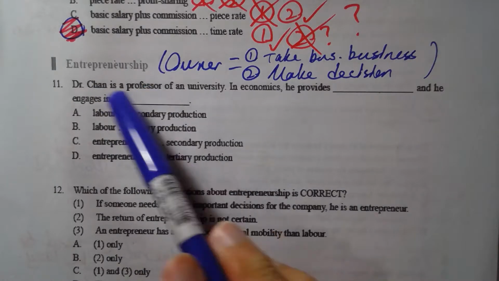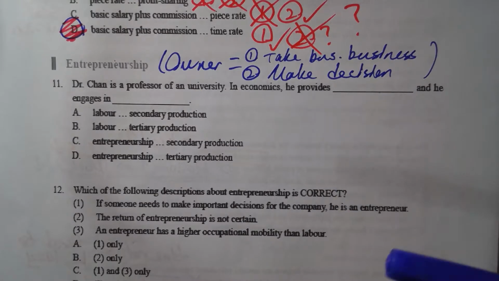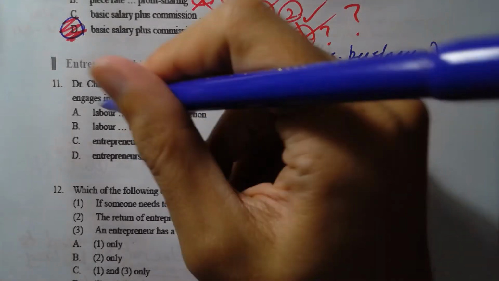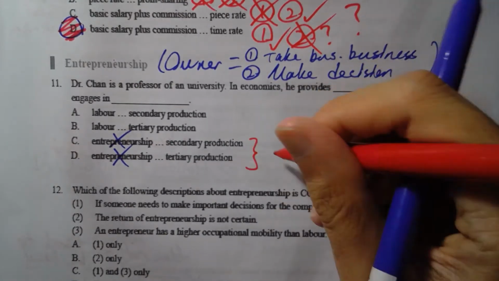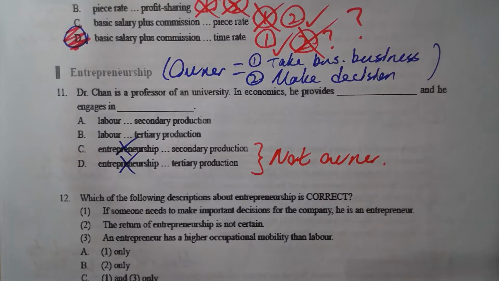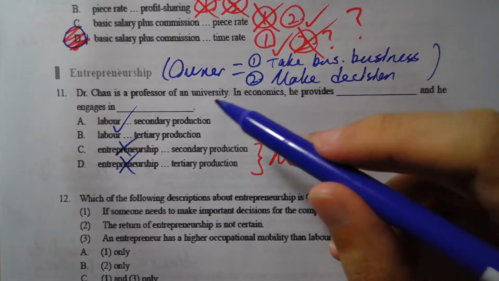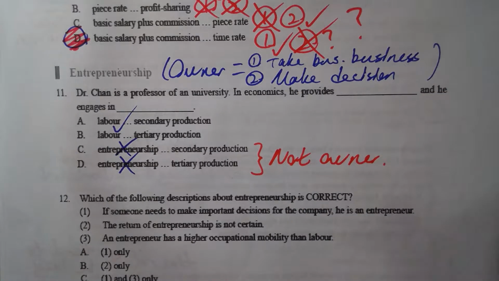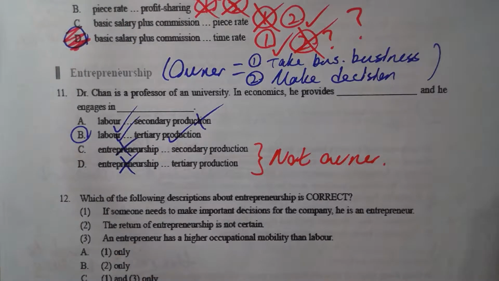Now here, Dr. Chen, not Leo Chen, Dr. Chen is a professor of a university in economics. Now, professor, but not the 校董, okay? Not the owner. So he provides labor, not entrepreneurship. Reason is simple. He is not the owner. 都唔係個老闆，關咩事啫 right? So he provides labor, yes. And education, university, obviously, that would be tertiary production, right? So answer B. Quite easy.